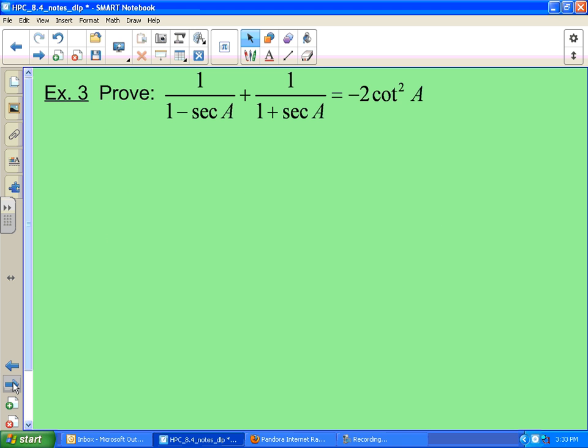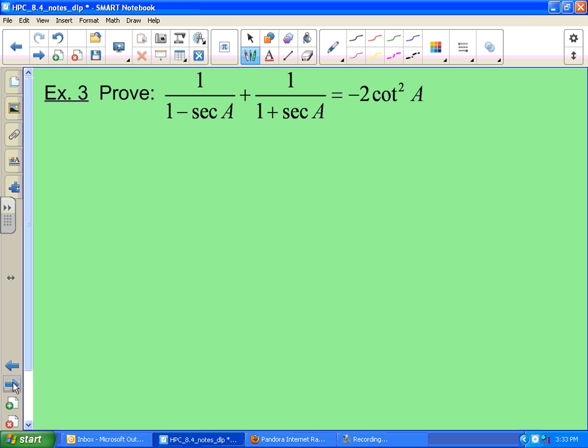All right, what about proving that we've got a 1 over a 1 minus secant a plus a 1 over 1 plus secant a is equal to the negative 2 cotangent squared of a. In proving, sometimes we work one side of the equation, sometimes we work both. In this case, I'm going to take the left side and see if we can simplify this and end up with the right side. So in this proof, we're just going to work the left-hand side. Hopefully I end up with a negative 2 cotangent squared a. Well, I should end up with that.